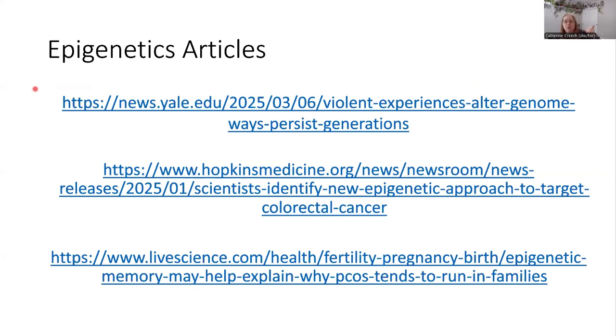We have reviews of current articles coming out. So each one of these is a review, not the article itself. It's going to tell you what the study found. So that's why it's from yale.edu, hopkinsmedicine.org, livescience.com. So these are not the research articles themselves, they're reviews. And each of these is from this year. And it's talking about the effects of epigenetics and how it's changing our understanding of inheritance.